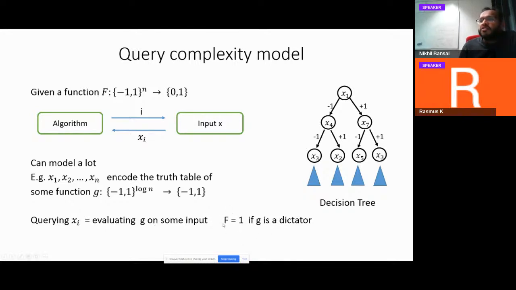And your function f now could be a meta function. When you evaluate, you're figuring out the value of this little function g, and maybe you're interested in whether this little function g is a dictator or not. Your big function decides whether this little function is a dictator. So you already see you can encode a lot of things. For example, dictatorship testing is a widely used subroutine in TCS, and we can do very clever algorithms with a constant number of bits and so on. So the point is, you can encode a lot in this model.